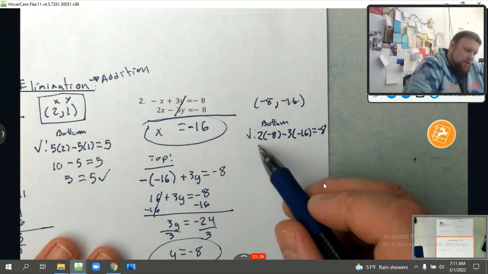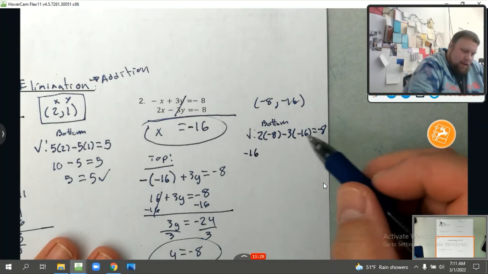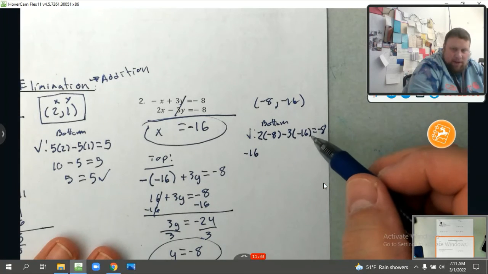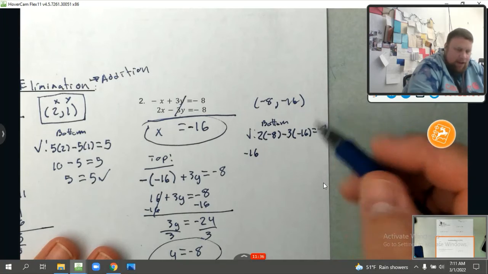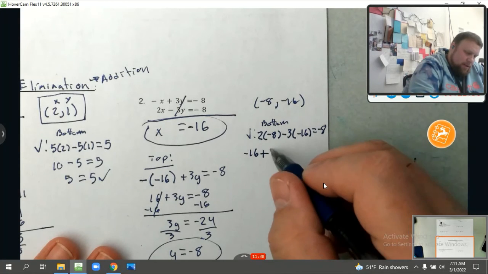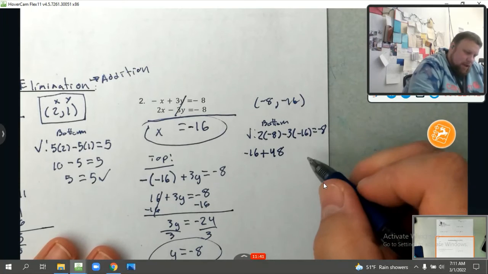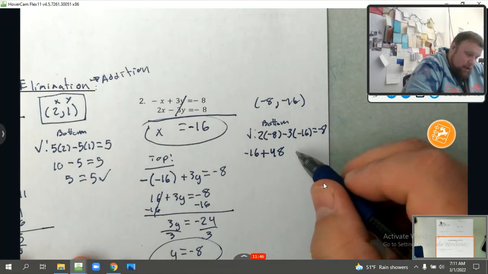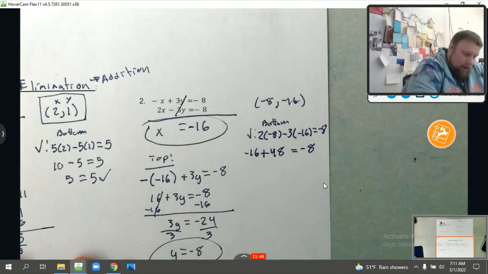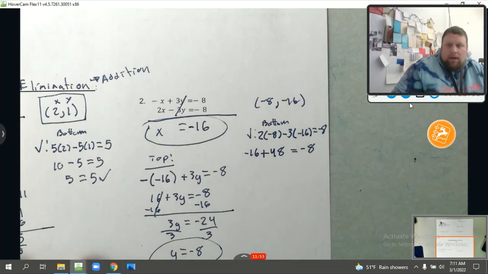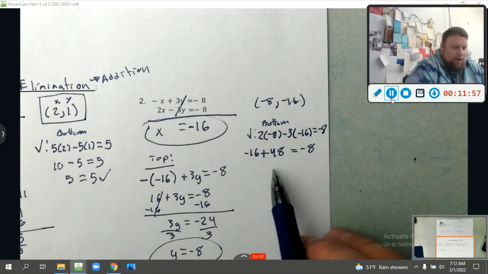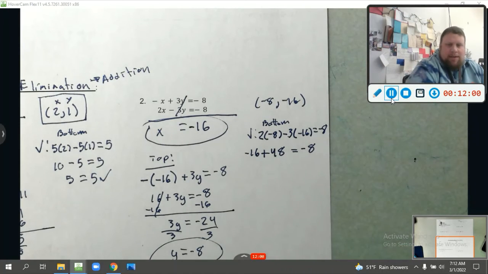And let's multiply this out. 2 times negative 8 is negative 16. Negative times a negative, right? Because that's minus 3 times negative 16, or negative 3 times negative 16. It's going to be a positive, and 3 times 16 is 48. And hopefully, that is going to equal negative 8. Now, if anybody's watching, you're going to notice something's wrong here. That's not going to equal negative 8, which tells me I did something wrong.